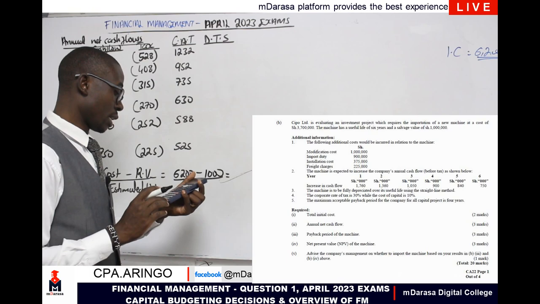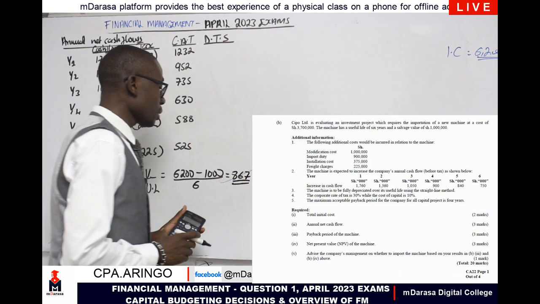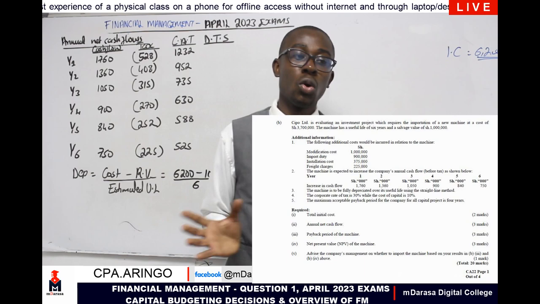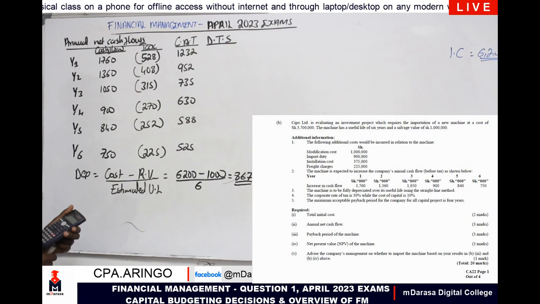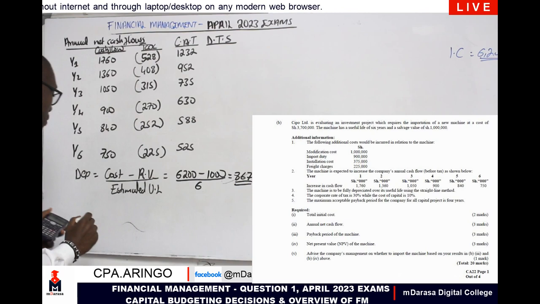So literally, that should give us roughly 867,000. Because ideally, one will argue, Mwalimu, I'll just take the cost of this new machine. But remember, we had the incidental costs. So for us to determine the whole cost of this machine, of course, we have to factor in all the incidental costs that we incurred. So in this case, I'm having 867. The moment we have computed our 867, that is our depreciation. So my depreciation is 867.